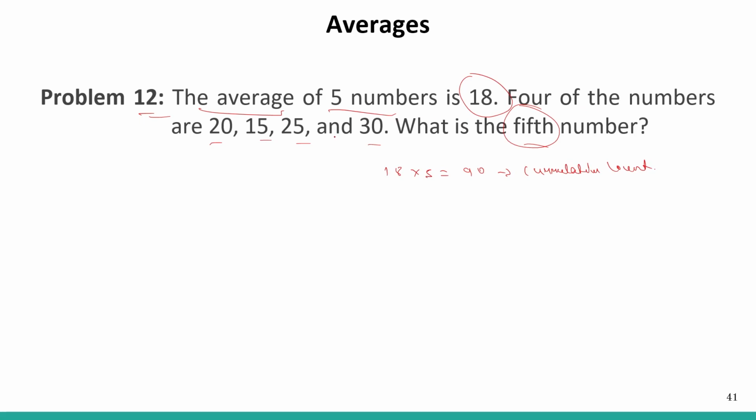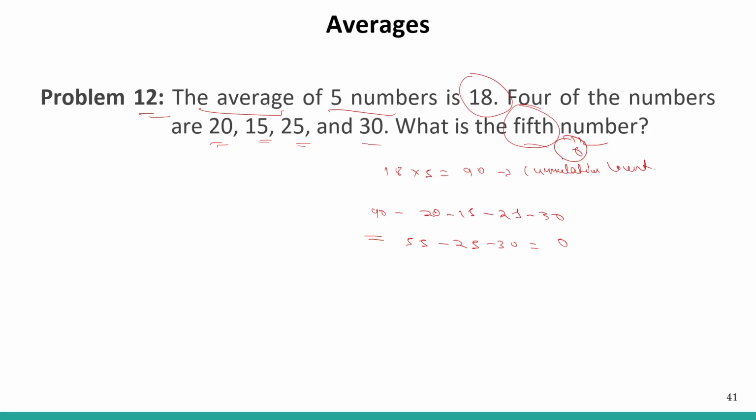Okay. So four of the numbers are 20, 15, 25 and 30. So what we can do is subtract 20, 15, 25 and 30 from it. So what we are left with is 90 minus 20 is equal to 70, minus 15 is equal to 55, minus 25, minus 30 is equal to 0. Okay. So the fifth number is, this is actually equal to 0.